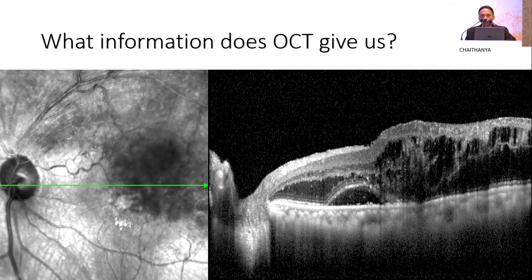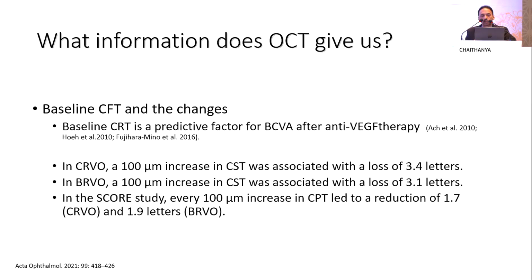The next thing we would look at is we would normally perform an OCT in these patients to look for macular edema. Subtle macular edemas may be missed, so therefore it's important to perform an OCT in all these patients. And we look at the CFT. The CFT is again the next important prognostic marker. When the baseline CFT is higher, then it is a poor prognostic marker.